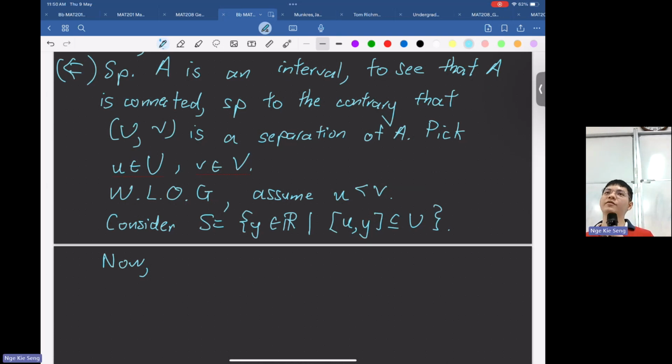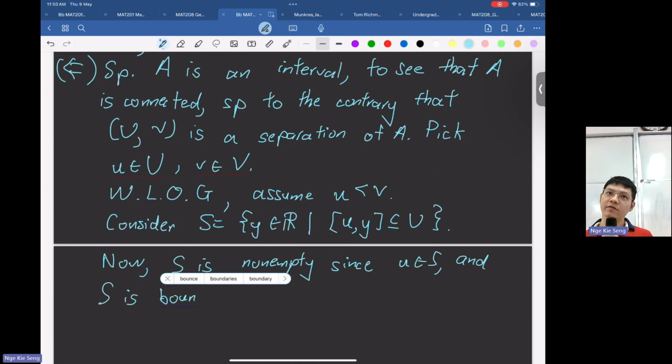We have a set of real numbers. What do we always do with a set of real numbers? Let's give more conditions to this set. This set is non-empty, right? Why is it non-empty? Yes, u is in there, because u is the one we pick from capital U. Moreover, this set is bounded above.